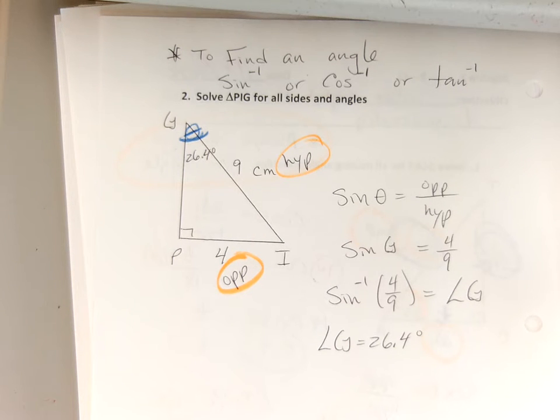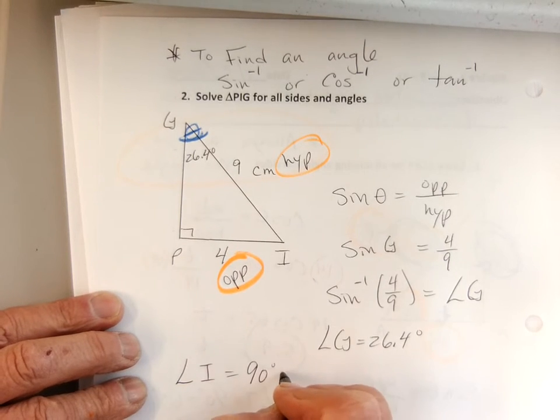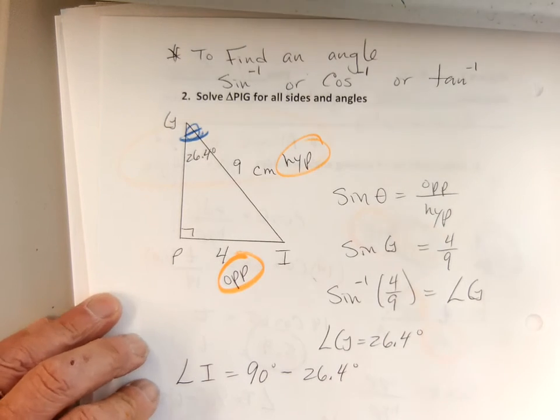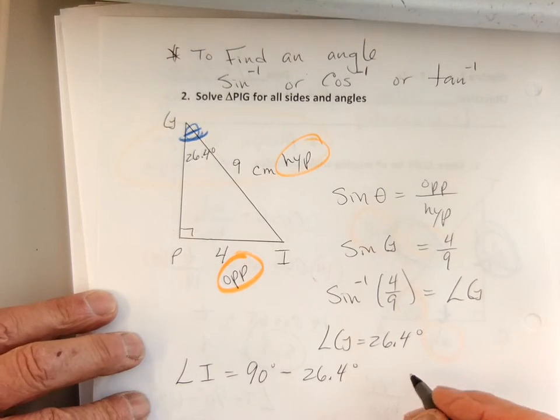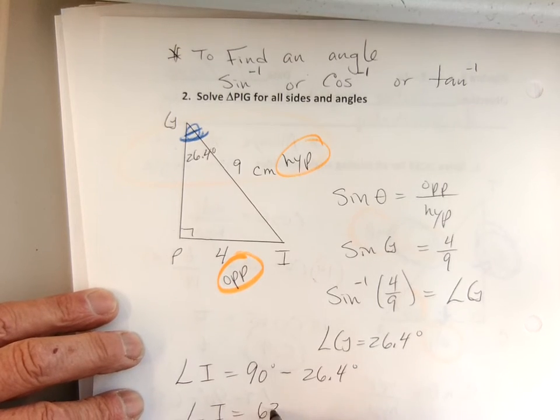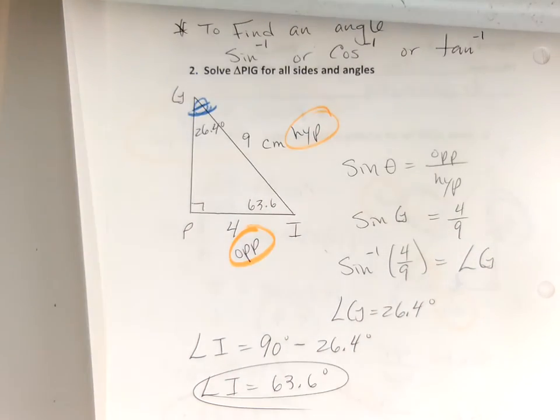Now, we're almost done with this. I can find angle I, can't I? How do you find I? We know about these two angles. They add up to 90, right? So we just go 90 minus 26.4. Let's do that. To find angle I, angle I is equal to 90 degrees minus 26.4 degrees. That's what calculators are made for, right? 90 minus 26.4 is 63.6. So angle I is equal to 63.6 degrees. Okay, good.